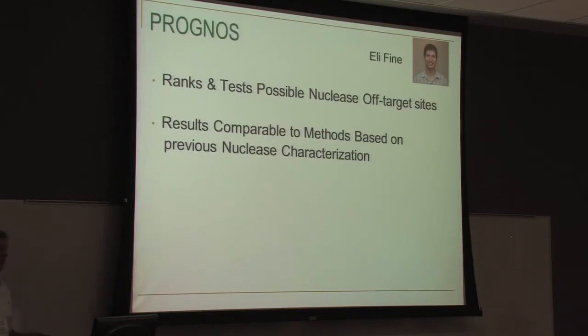The second major project was done with one of the graduate students, Eli Fine, and this is another website that we're trying to provide to the community, which ranks and tests possible nuclease off-target sites. Once you treat your cells with either the zinc fingers or the TAL nucleases, you want to figure out what are the usual suspects? What's the best place to look for possible off-target activity so that you can look there in great numbers instead of sequencing the whole genome, which you can only do a few times.